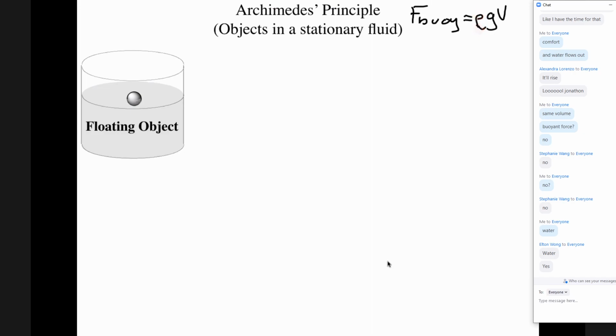Mass per volume times volume is just mass. Mass times g, mg, is the buoyant force. The density of the medium times the volume displaced: how much you push out of the way will be the weight of displaced fluid.